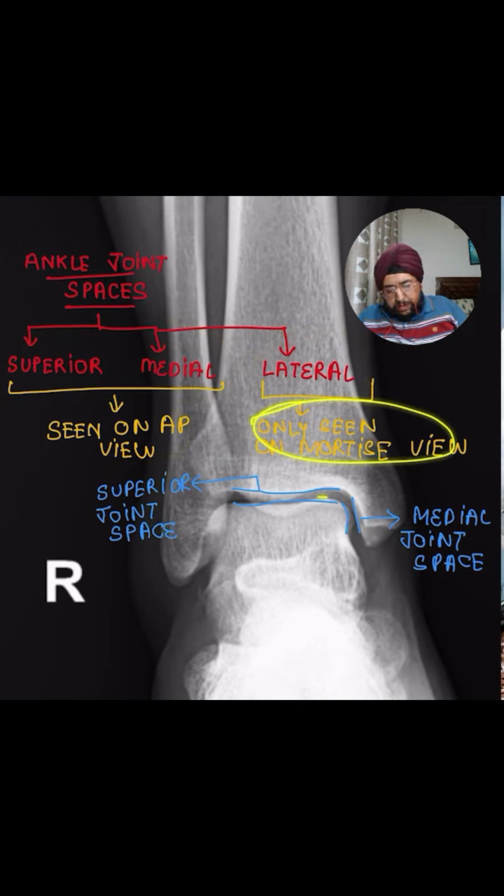This is your superior joint space, which is between the articular surface of the distal tibia and the dome of the talus. And then we have the medial joint space, which is between the medial surface of the dome of the talus and the inner surface of the medial malleolus on the distal end of the tibia.